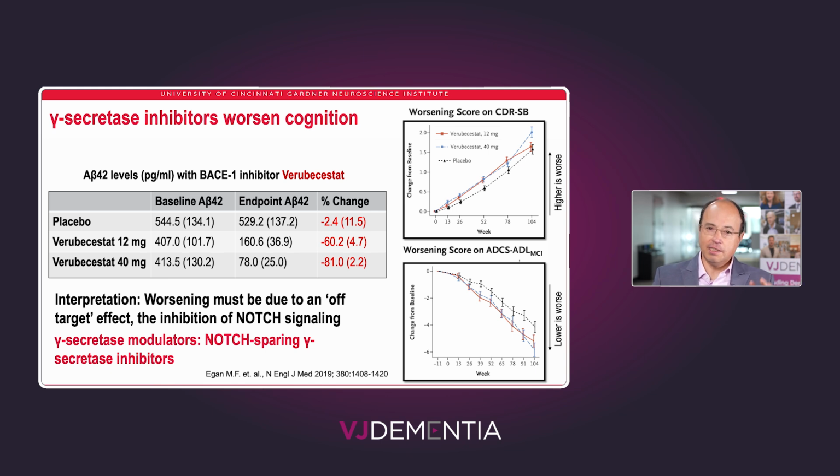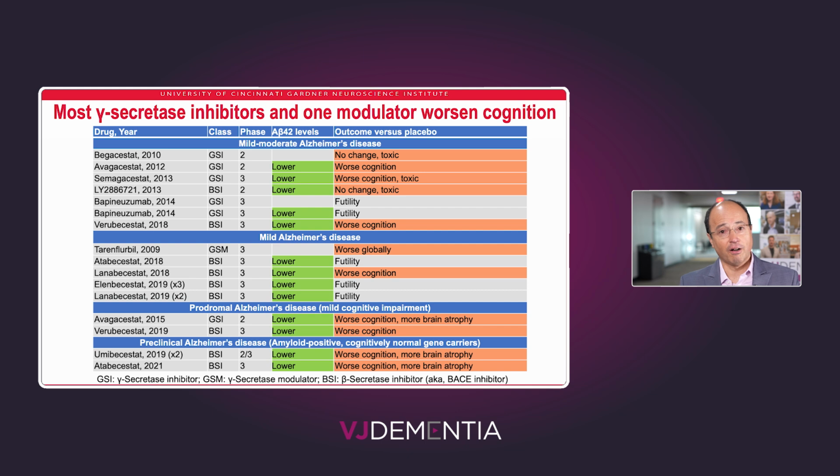And we've assumed that these data suggest that there must be some other explanation, such as Notch signaling inhibition. And therefore, we've come up with this concept that gamma-secretase modulators would still decrease A-beta-42, on the idea that A-beta-42 is toxic, without affecting Notch signaling, so Notch-sparing gamma-secretase inhibitors. But this is what we have so far of trials that use gamma-secretase inhibitors, beta-secretase inhibitors, and the sole gamma-secretase modulator that so far has been reported.